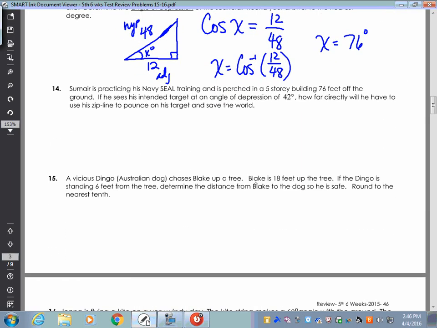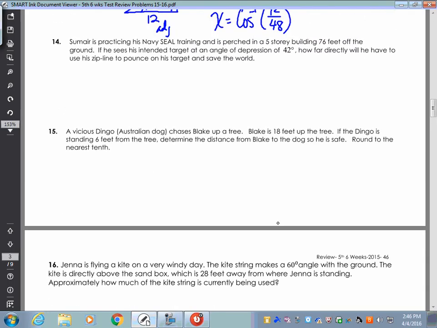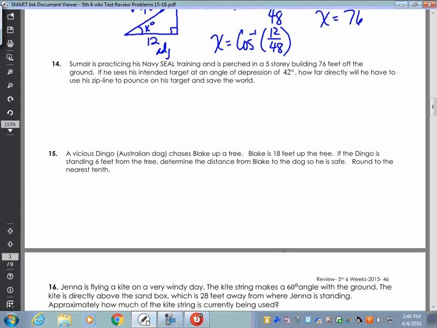So I need you to draw your right triangles and get to your answers. We're going to check to see if you can just start off with the right triangle. It doesn't have to be to scale, and label the parts. It says angle of depression, but remember it doesn't matter. It means above the horizontal x.